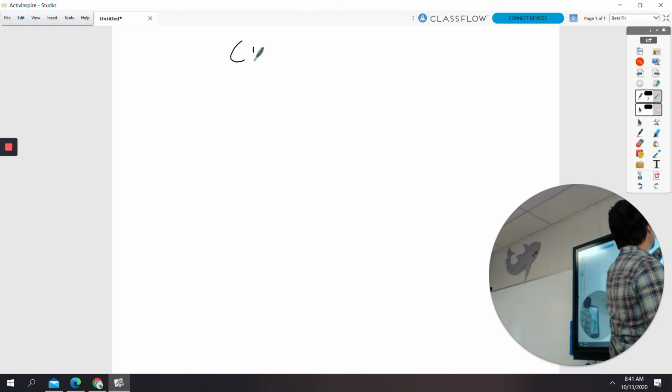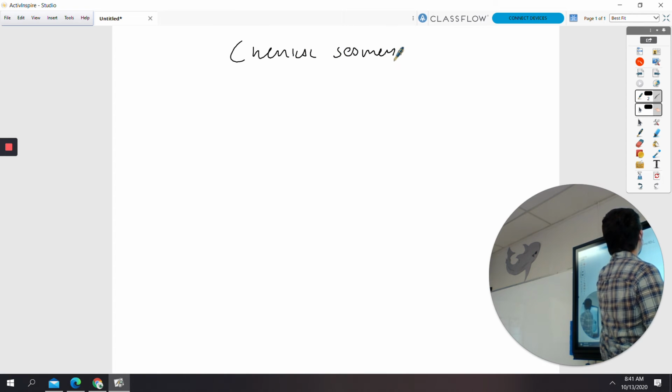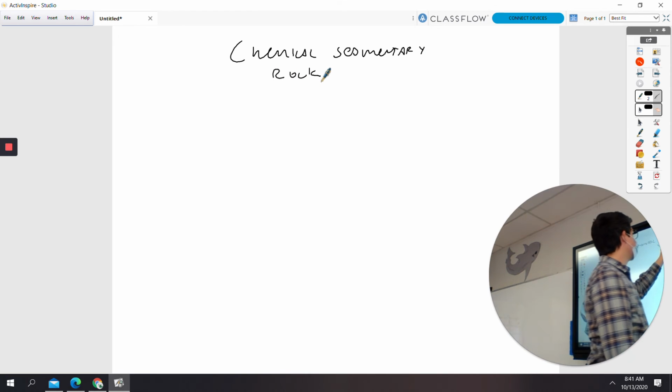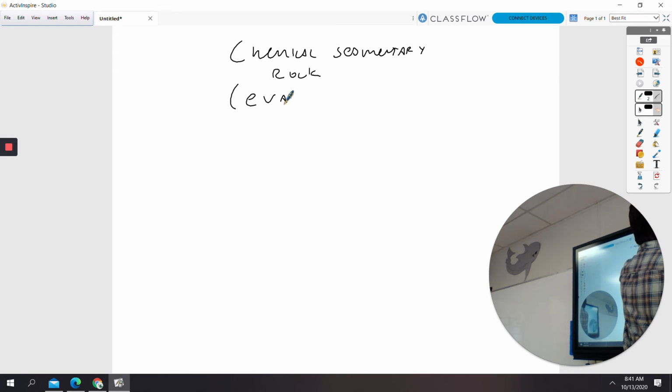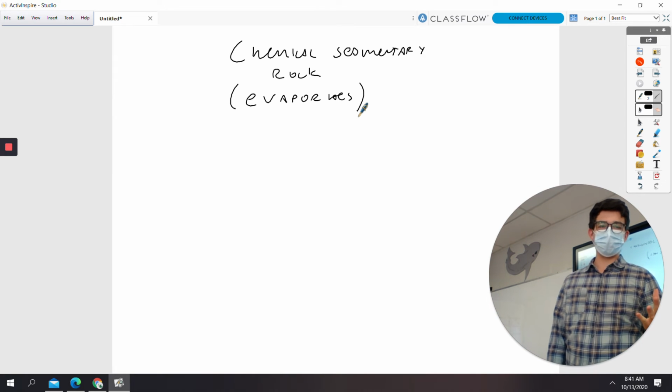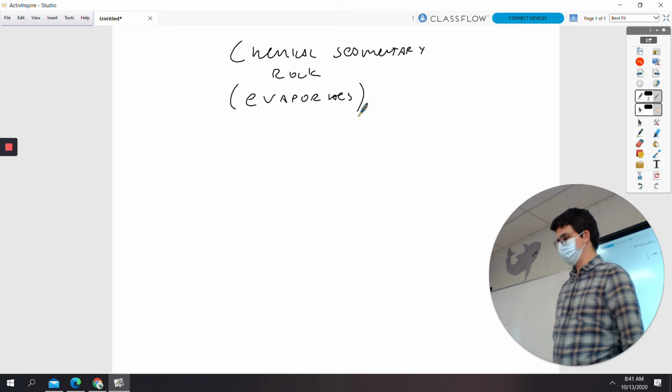The next type are what we call chemical sedimentary rock. These are sometimes made out of minerals that we call evaporites. So these are the ones that are made out of water that has a solution of minerals in it, and then the water evaporates, leaving the minerals behind.